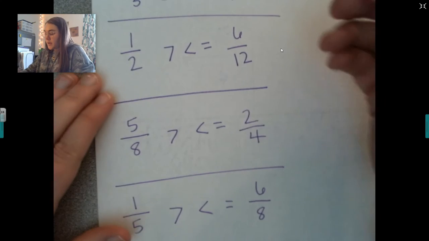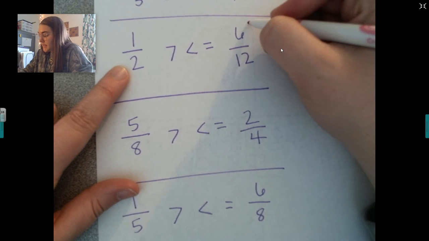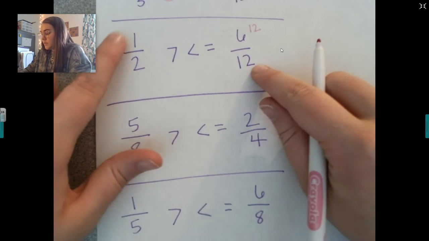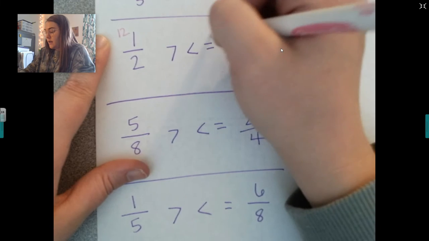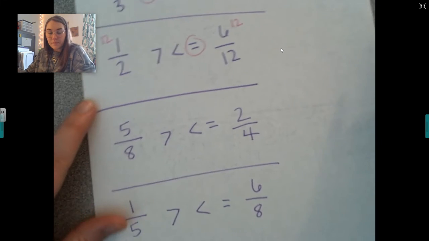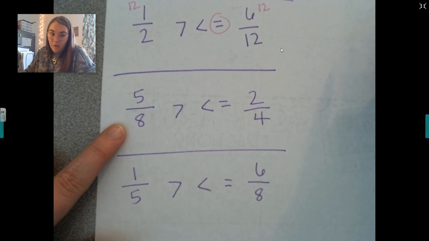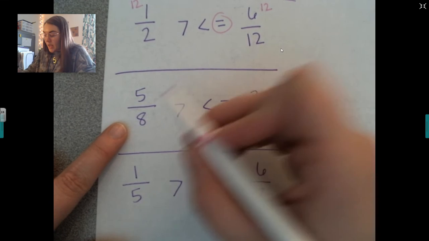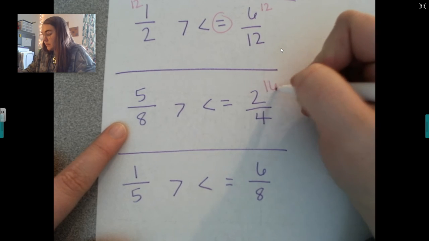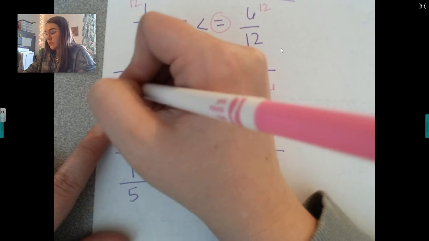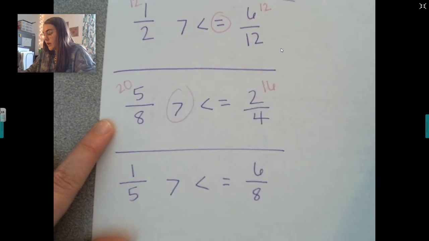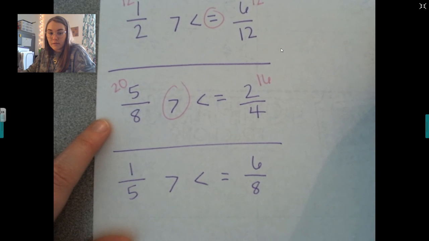All right, let's start with the first one. When I cross multiply 2 times 6, I get 12. And 12 times 1, and I get 12. So they are equal. Let's do the next one. If you haven't already done this one, please pause the video now and complete it. 8 times 2 is 16. 5 times 4 is 20. I know that 20 is greater than 16.